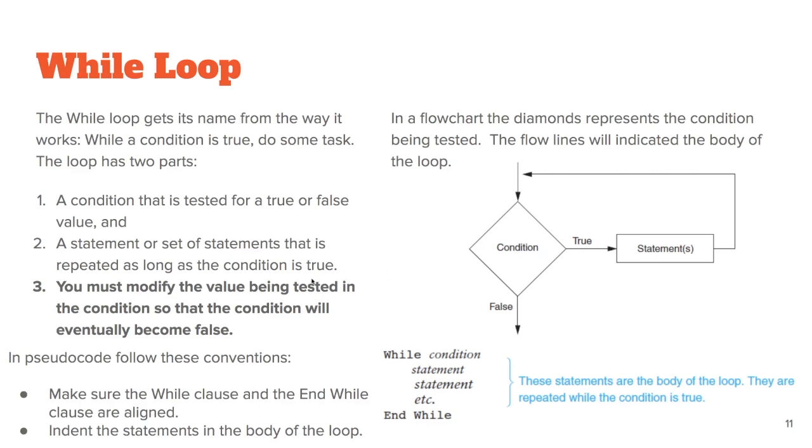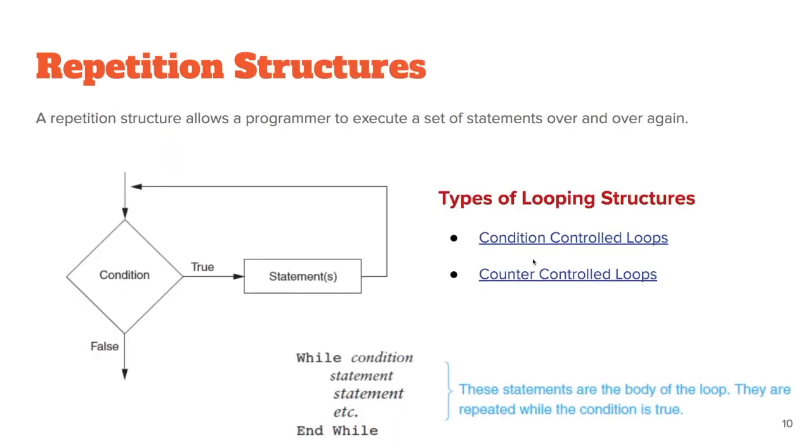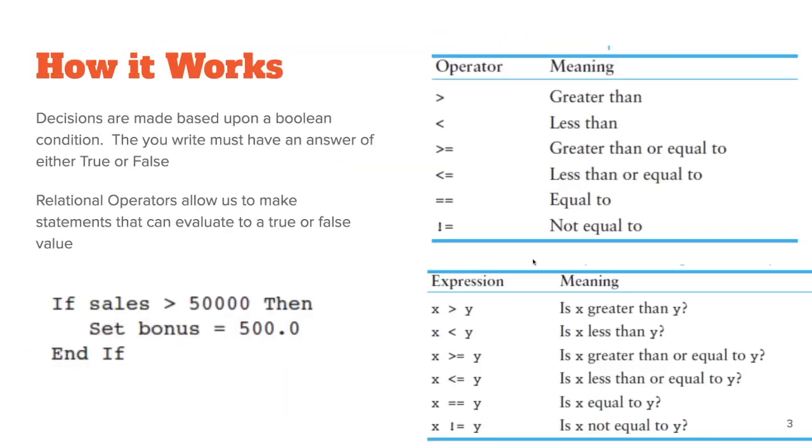And as I said previously, you have to modify the value being tested in the condition so that the condition will become false in some way. If you fail to do so, we're stuck in an infinite looping structure. Now, with that being said, this condition is probably going to be some Boolean condition based off of an operator. Maybe it's something like while my number of employees is less than 5, I keep doing something and keep entering employees, whatever it may be.